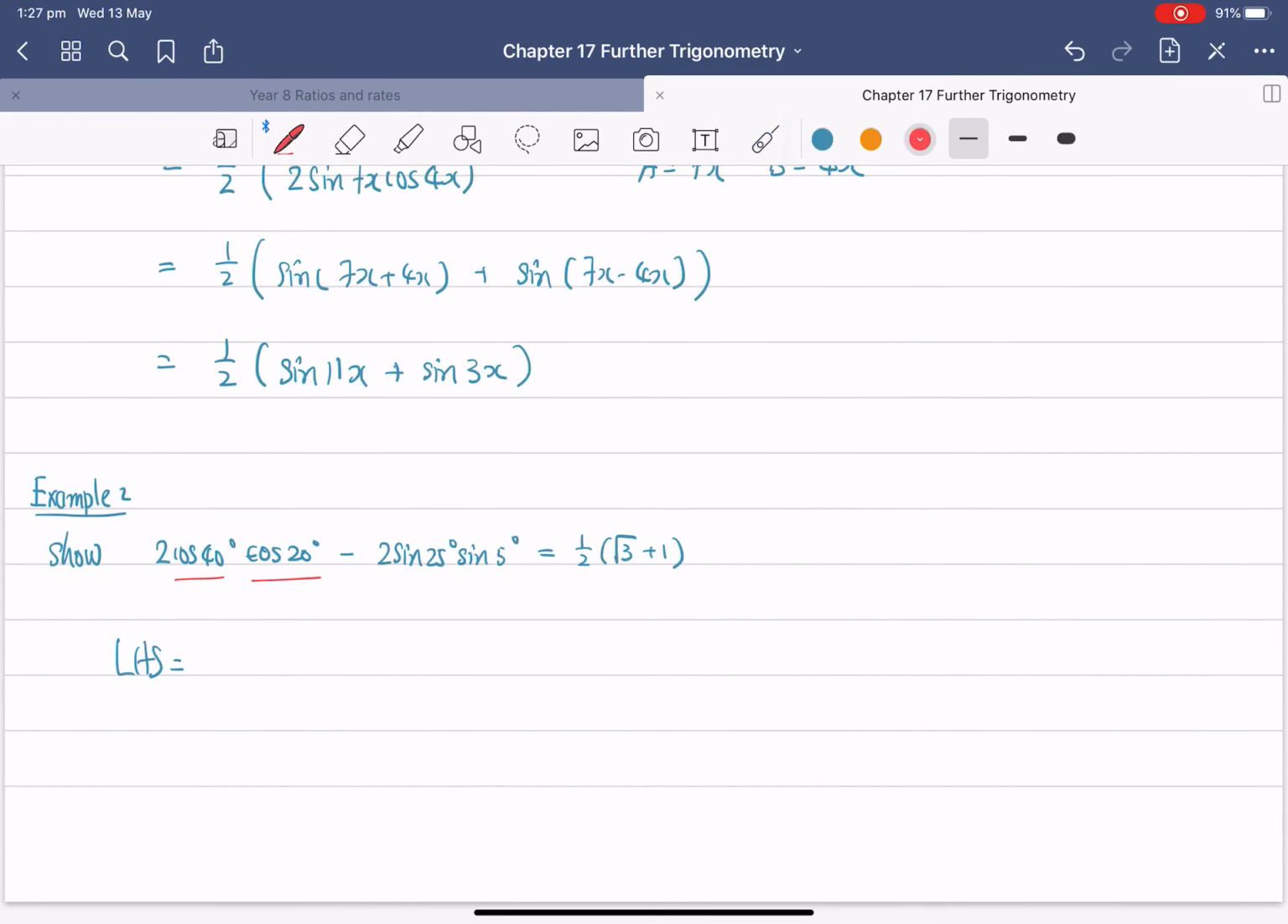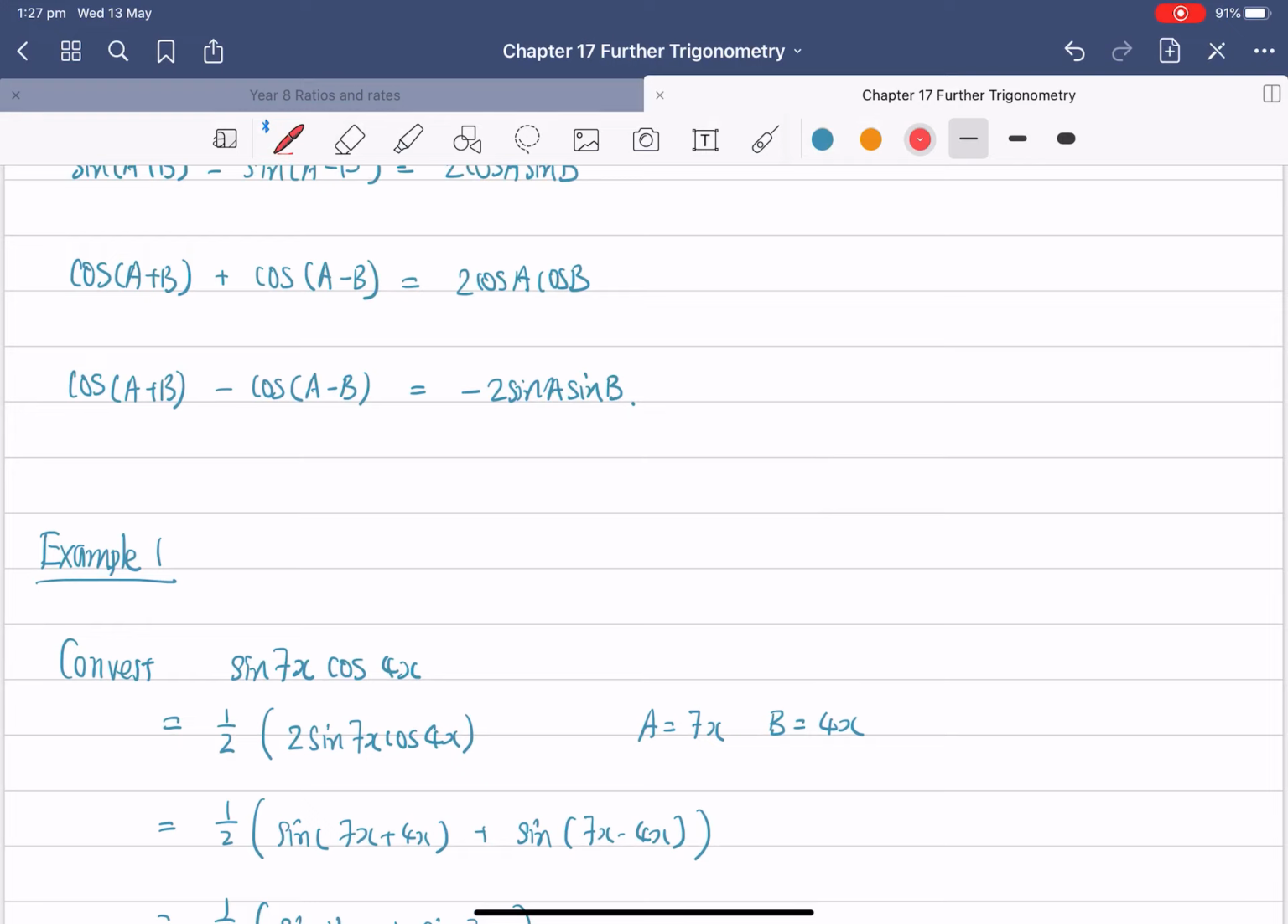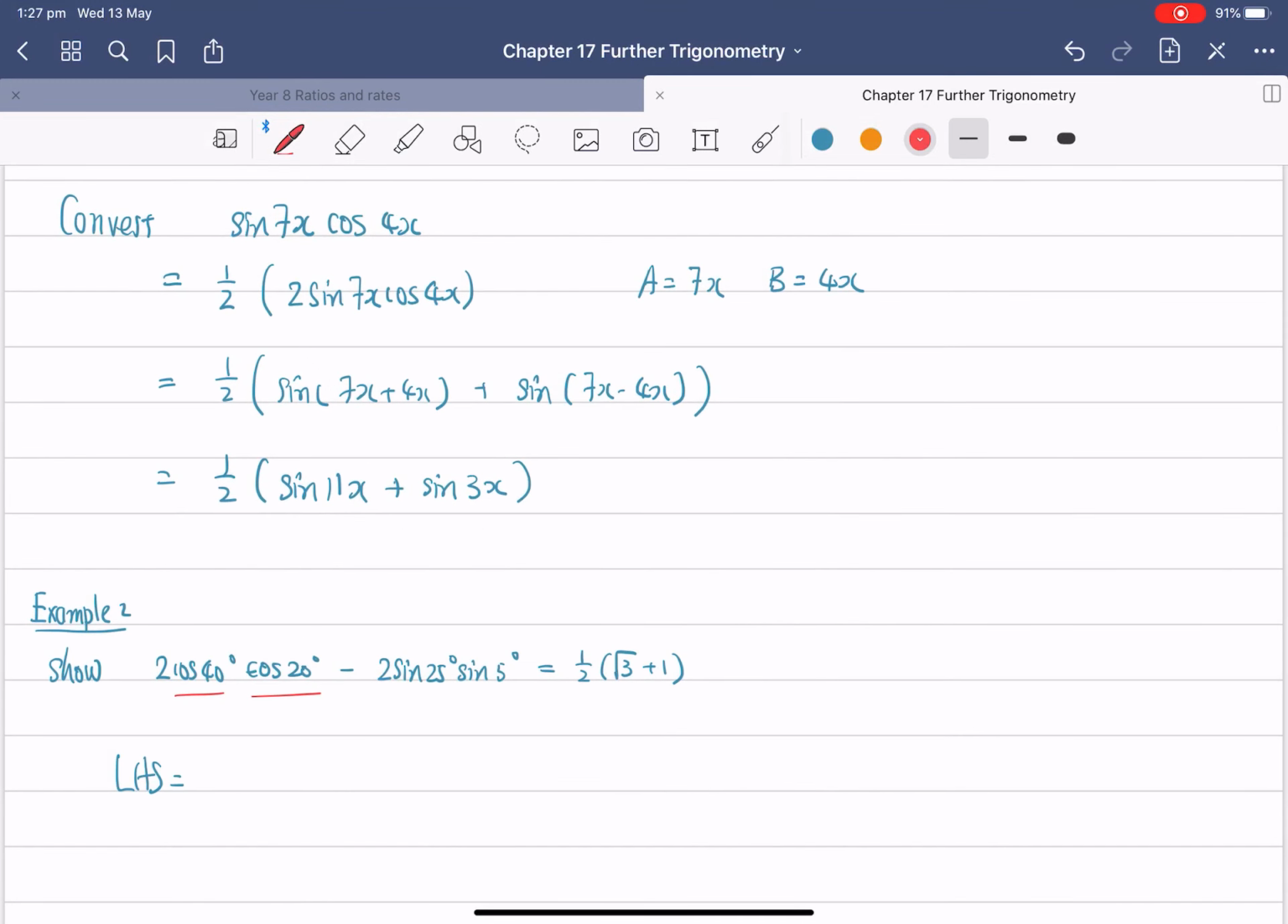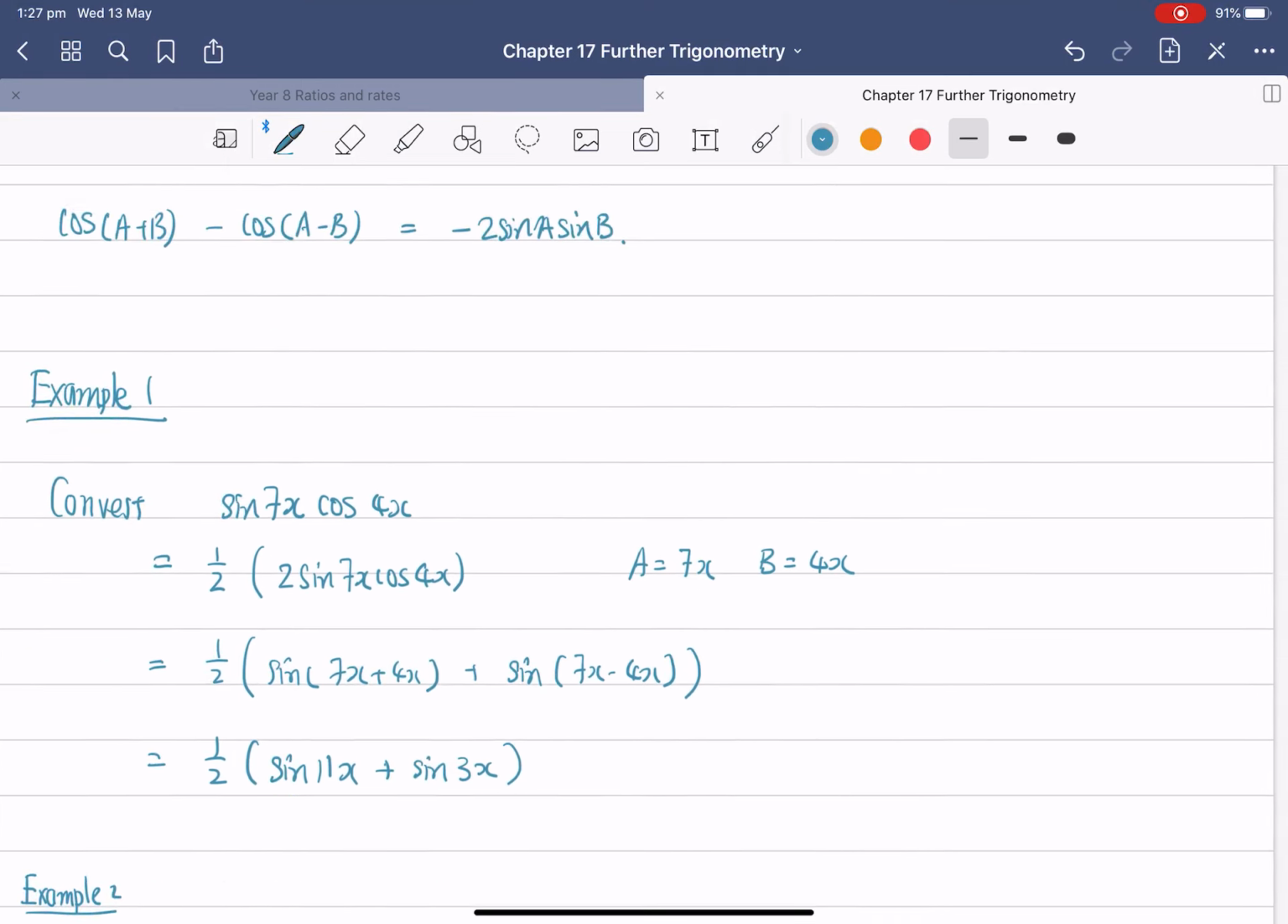So all we have to do is just apply the formula, which is cosine A plus B plus cosine A minus B. So we have 2, using a different color. We have cosine A plus B, that will be 60 degrees, and plus cosine A minus B, and that will be cosine 20 degrees. All right, minus, then let's have a look.